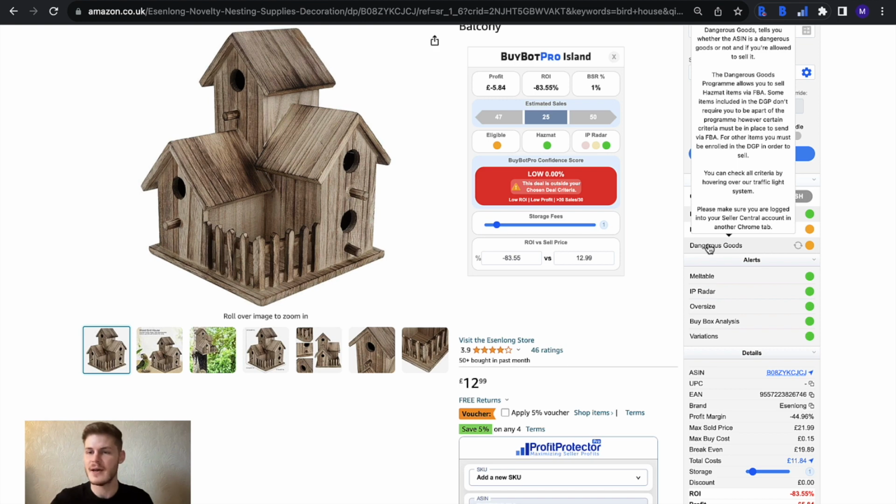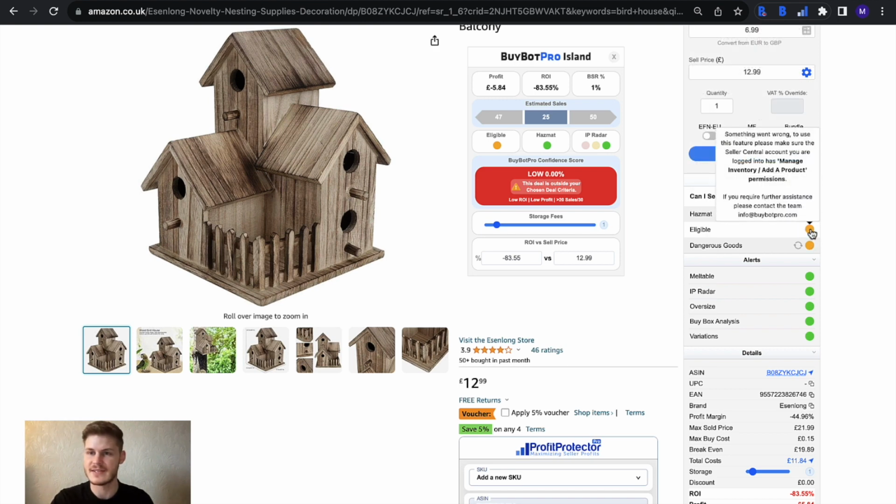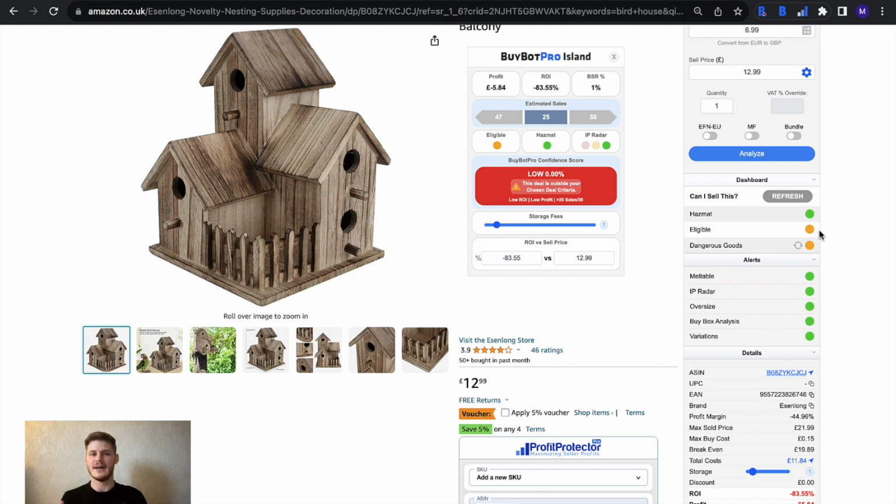Where you get orange like this basically just means that more due diligence is required to ensure that you are okay to sell this. So we need to perform our own checks to understand if we can actually go ahead and sell this. Quite often when you see orange, it's also because some of these things aren't quite clear within Amazon itself, so it's going to show up as orange on BuyBotPro.